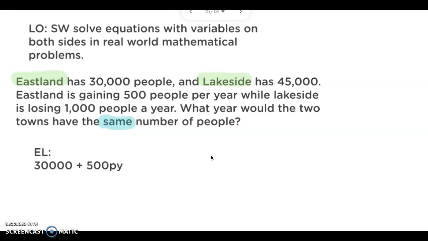Now, the second comparison that we have is Lakeside. And what do we know about Lakeside? Well, Lakeside, they have 45,000 people. And it says they're losing, right? Which is going to be minus 1,000 people per year.